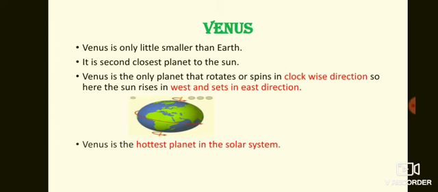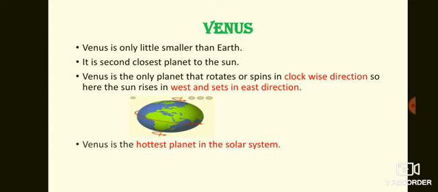Now let us know about Venus. Venus is only a little smaller than the Earth. We all know that Earth is the 5th largest planet in the solar system, and the first largest planet in the solar system is Jupiter. The size of Venus is just a little smaller than the Earth, and it is the second closest planet to the Sun.